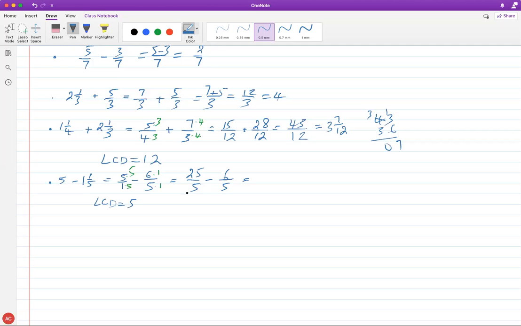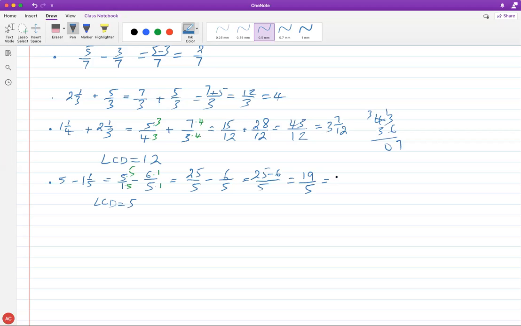Once we have the same denominator, it stays the same, and we subtract the numerators: 25 minus 6 will be 19, over the same denominator. Always try to simplify first before converting it into something else. Nothing goes into 19 and 5. It's an improper fraction, so we can turn it into a mixed number. So 5 goes into 19, 3 times.